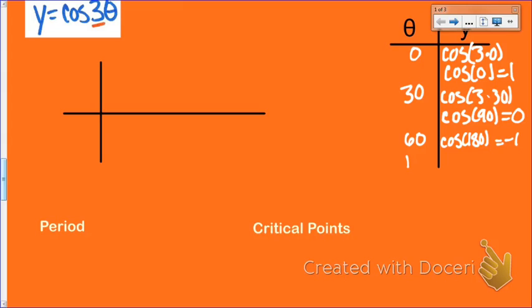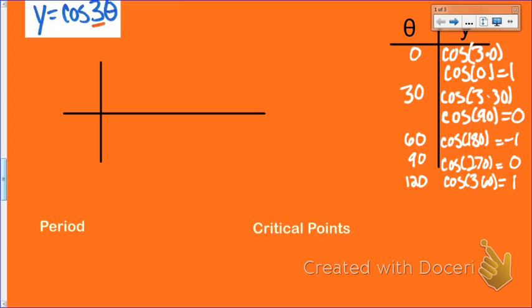Then I'm going to pick 120. Oops, I'm skipping one again. I'm going to pick 90, because that's going to be the same as the cosine of 270, which gives me 0. And then for my last one, I'm going to pick 120, which gives me the cosine of 360, which puts me back at 1.